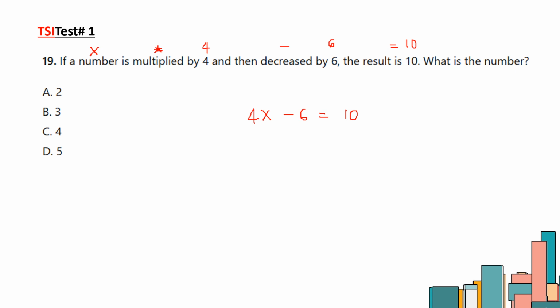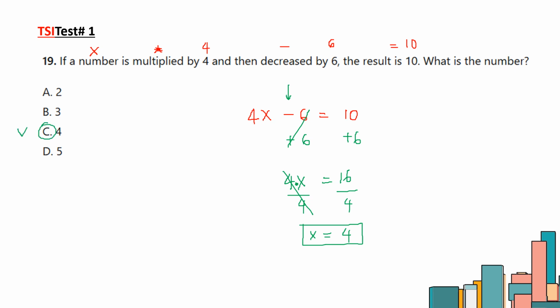Now we solve this problem. We see negative 6, so we add positive 6 to both sides. That isolates 4x, which equals 16. Now we see 4 times x, so you divide both sides by 4, and then you have x equals 4. So C is the correct answer.